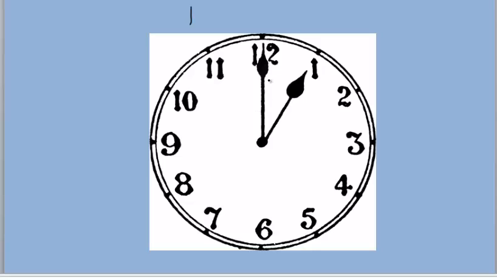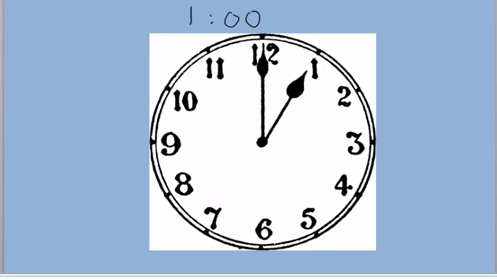So, let's count in 5 minute intervals from 1. 5, 10, 15, 20, 25, 30, 35, 40, 45, 50, 55, and 60. So when it's 60, we write it as 0, 0. So the time here is 1 o'clock.